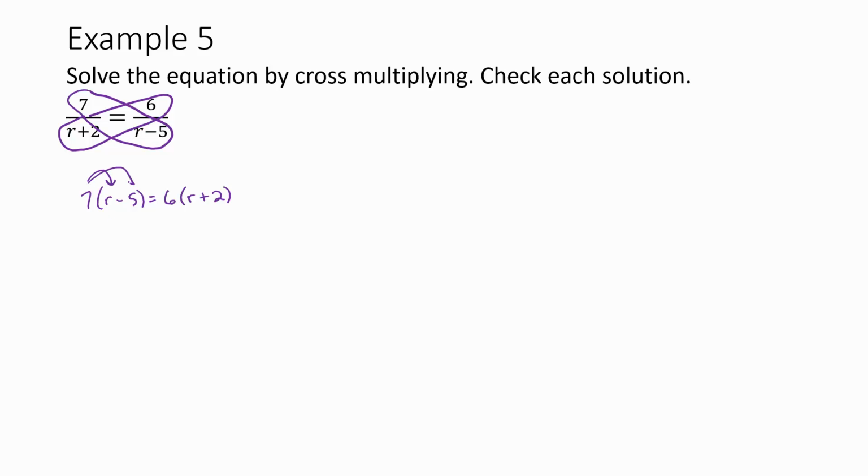So distribute: 7r minus 35 and 6r plus 12. So subtract 6r, add 35, add 35. So r equals 47. That's a really large number, and it does not give us a 0 on either side, so that's handy. And that's our answer, r equals 47.